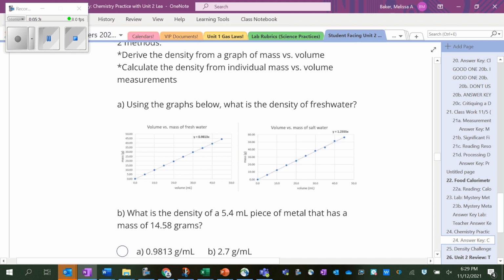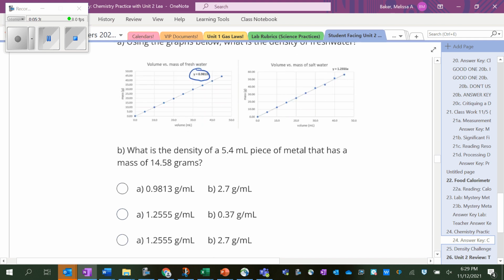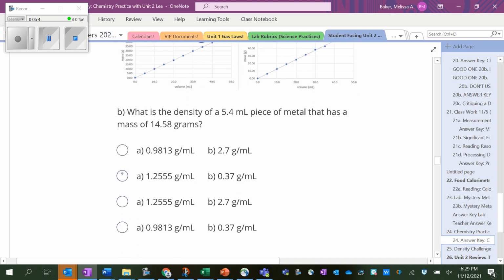All right, using the graphs below, what is the density of fresh water? Well, it's equal to the slope, so it would be 0.9813. So it's not going to be one of these two answers.